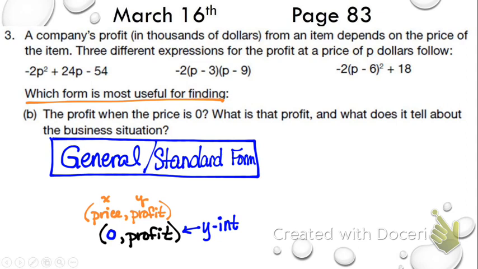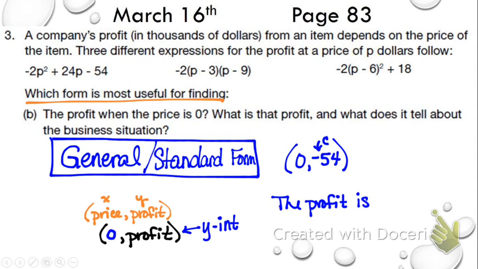So what is the profit when the price is 0? 54. Yep. 0, comma, negative 54. That's my C value. That's where we're getting this from. So what does that mean? If the price is 0, they're making a profit of -54. Yeah. The profit is negative 54. Just $54? Look at the beginning of the problem. Oh, yeah, negative $54,000 when the price is 0.